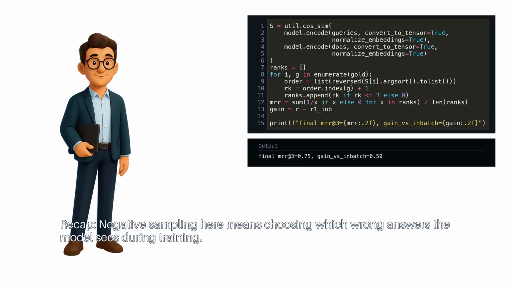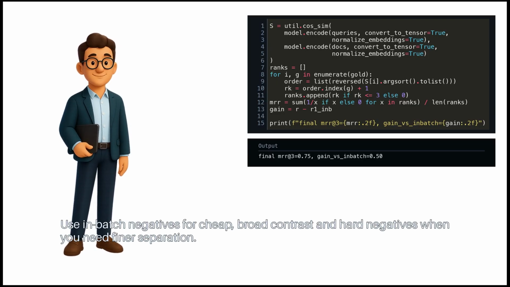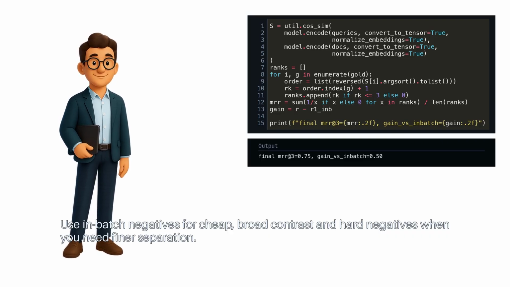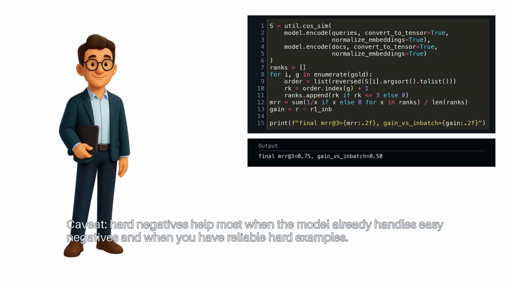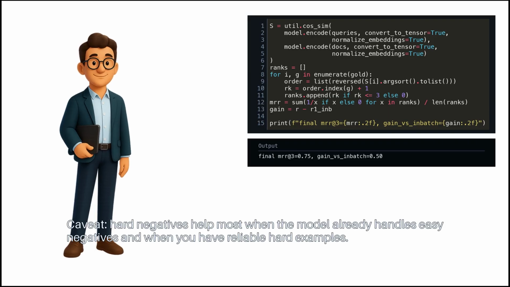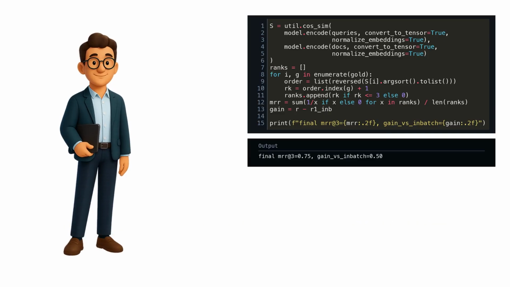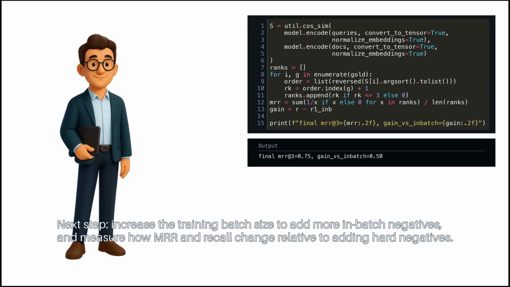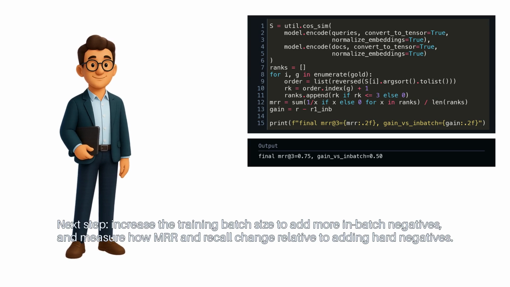Recap. Negative sampling here means choosing which wrong answers the model sees during training. Use in-batch negatives for cheap, broad contrast, and hard negatives when you need finer separation. Caveat. Hard negatives help most when the model already handles easy negatives and when you have reliable hard examples. Next step. Increase the training batch size to add more in-batch negatives and measure how MRR and recall change relative to adding hard negatives.